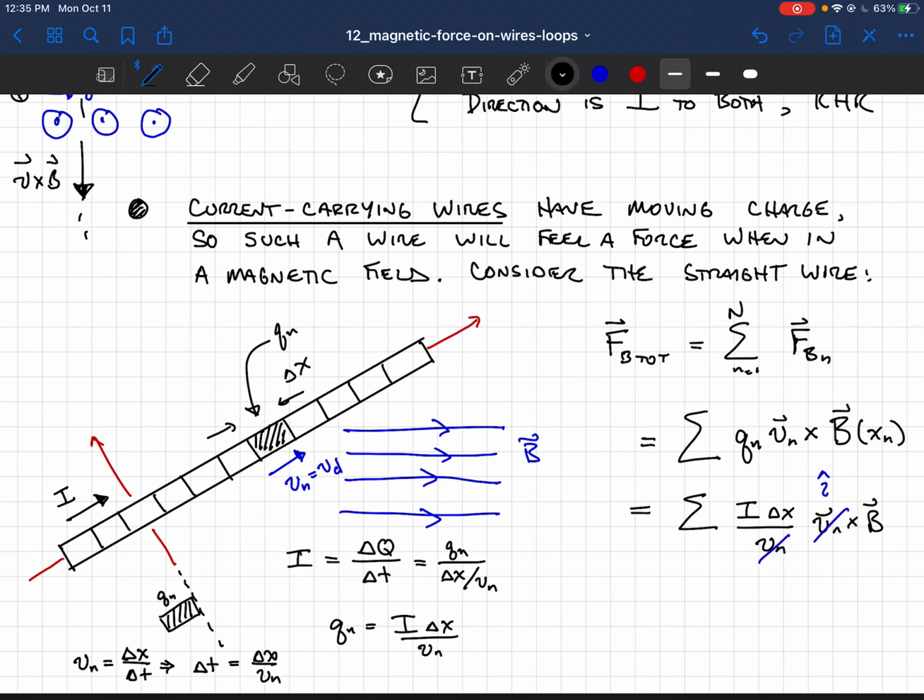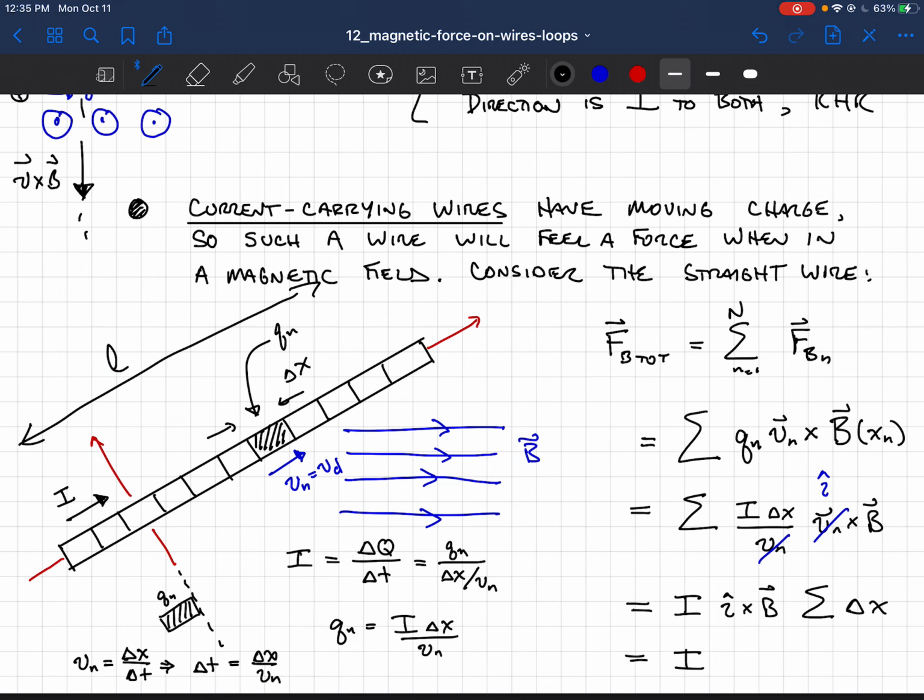So what do we get? Well, all of those things can be pulled out except for the delta x. So we get I hat cross B times the sum of the delta x. And we find that the sum of the delta x is just the length of the thing, the length of the wire.